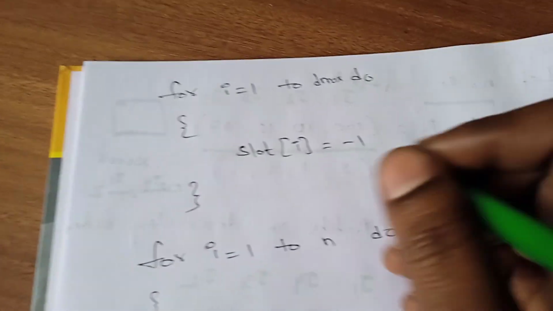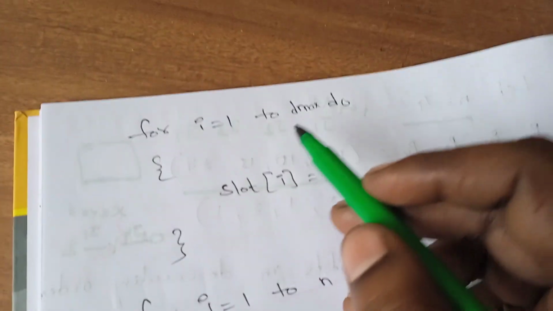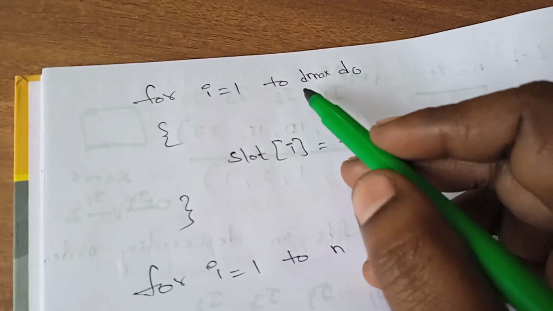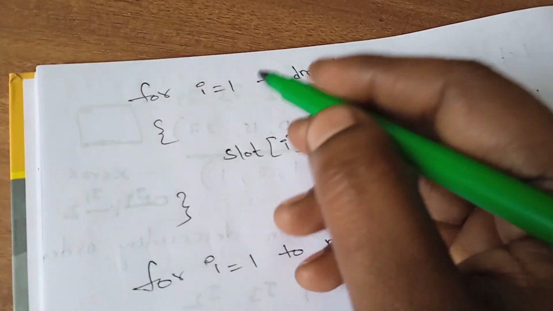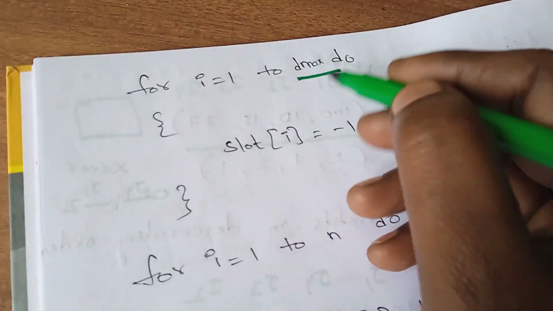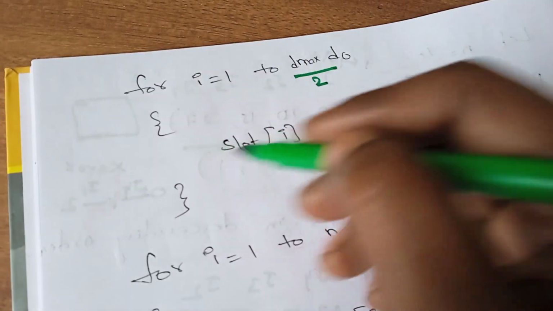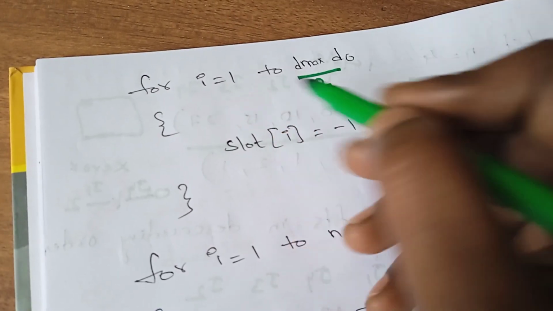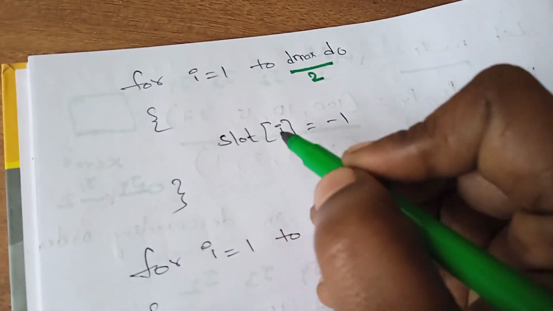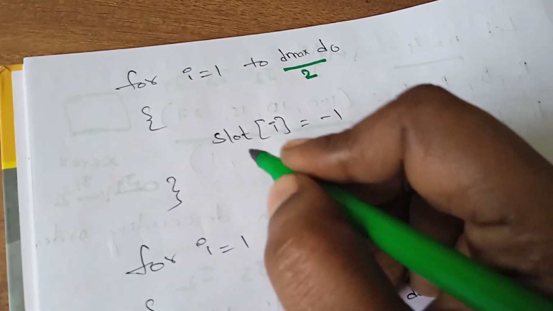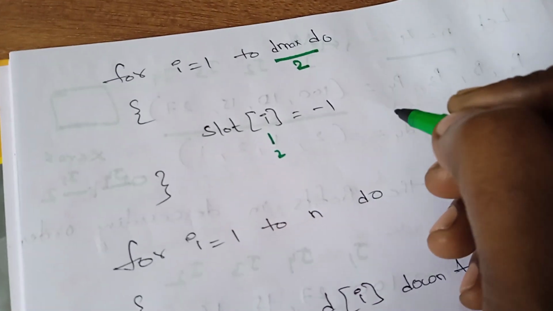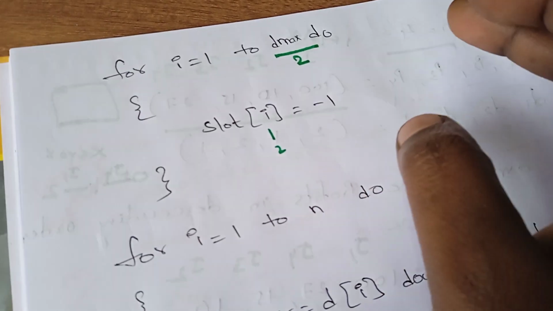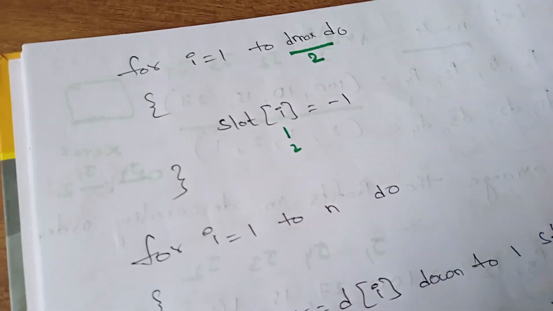So what we'll do is, for I is equal to 1 to D max. This is also very important. For I is equal to 1 to D max. I is what? 1. D max means what? 2 from the below procedure. So 1 to 2 do. Slot of I is equal to minus 1. That is, slot of 1 is minus 1. Slot of 2 is also minus 1. So initially there is no slot we assigned. It is initially minus 1.